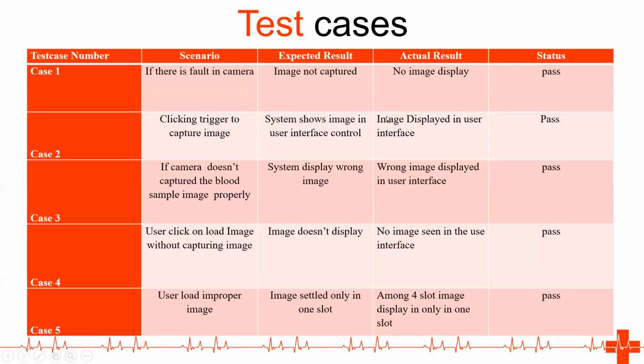if the camera does not capture the blood sample properly, the system displays the wrong image. So if the camera captures any other image rather than the blood sample image, it will display that image only. So that is the actual result. So this test case will pass.